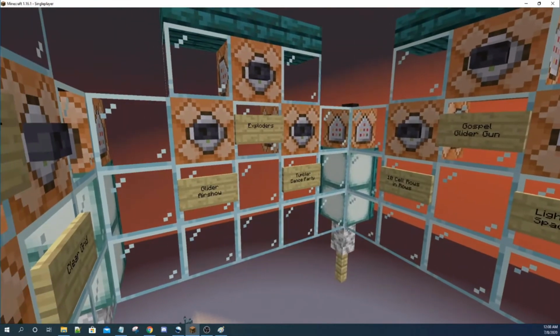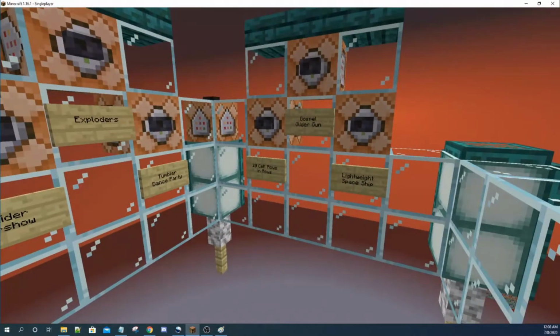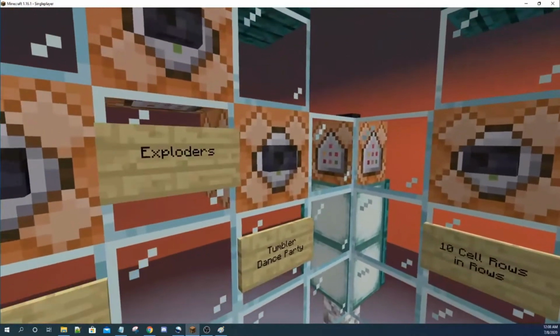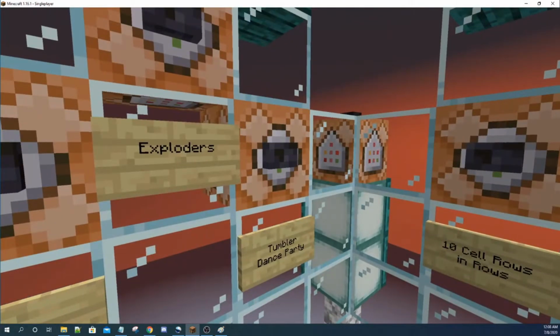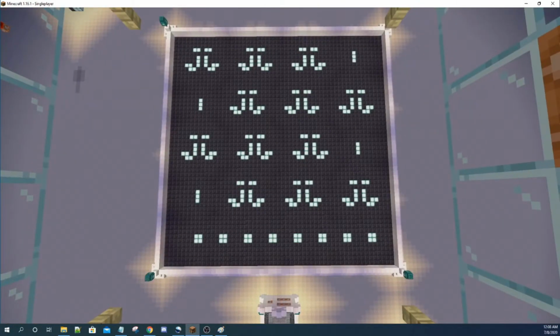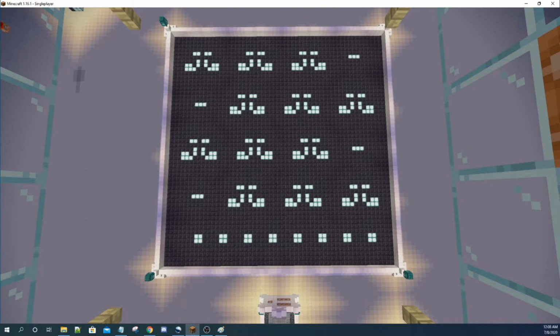I've set up 6 different presets of interesting cell configurations. Let's take a look at my favorite, the tumbler dance party. Notice each preceding generation, all the tumblers are behaving the same way.